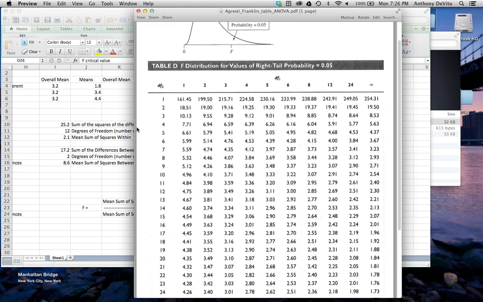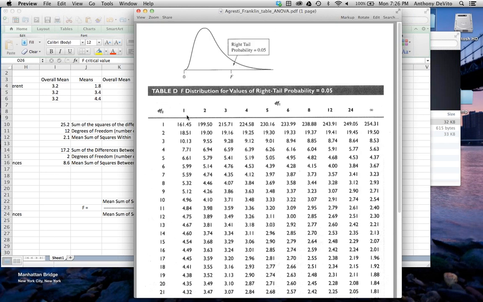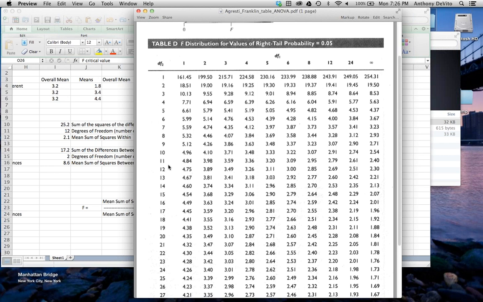Okay, so now we have two different degrees of freedom. The one going across the top is the number of degrees of freedom between the means. So in this case, it's 3 groups, we're dealing with 2 degrees of freedom. And the column going down is the number of degrees of freedom within the groups. And we had 15 values within the group and 3 groups. 15 minus 3 was 12. So we're looking for 12 degrees of freedom, and we're looking for 2 degrees of freedom here.